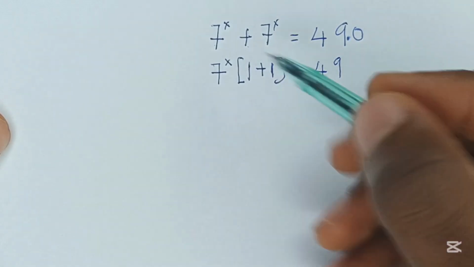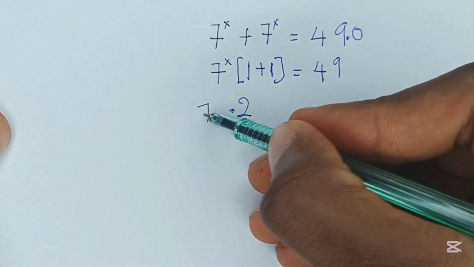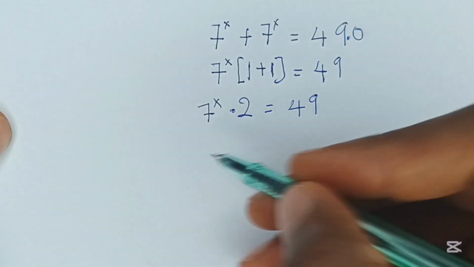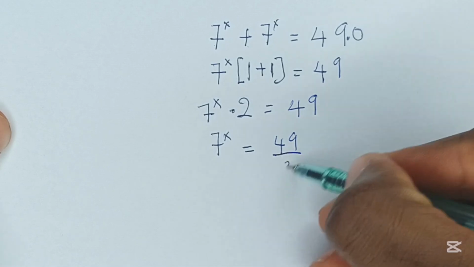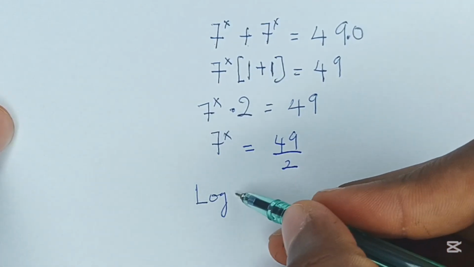Okay? Now, 1 plus 1 is 2. So we have 2 multiplied by 7 to the power of x to be equal to 49. Alright? Now, 7 to the power of x now becomes equal to 49 over 2. At this point, let's take the logarithm of both sides.